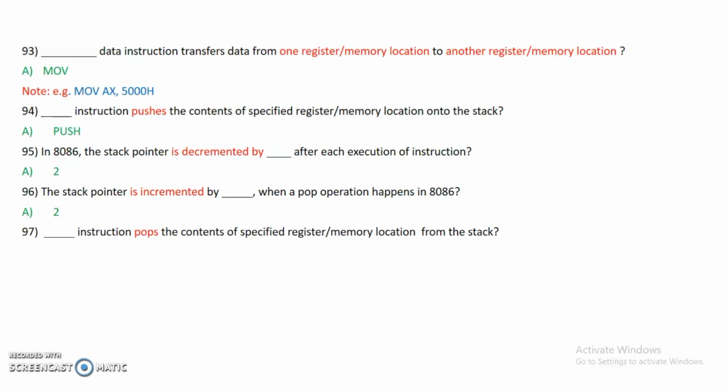Bit number 97. The dash instruction pops the content of a specified register or memory location from the stack. So the answer will be pop. Pop is to remove, push is to put the data onto the stack.